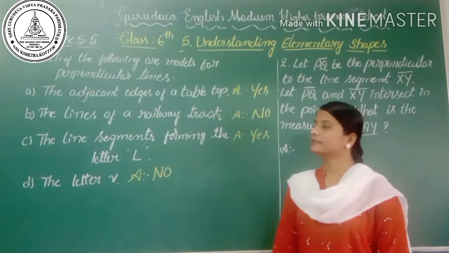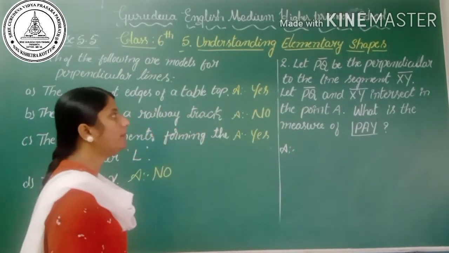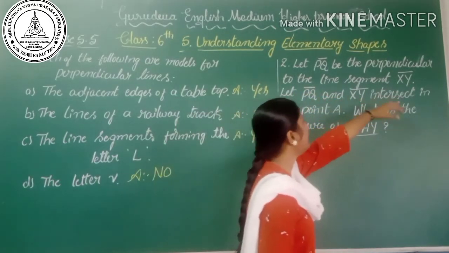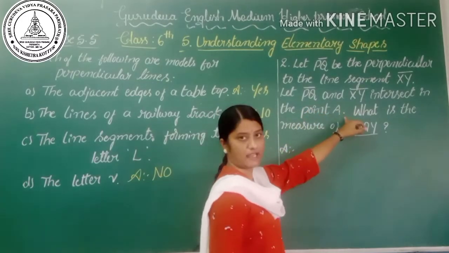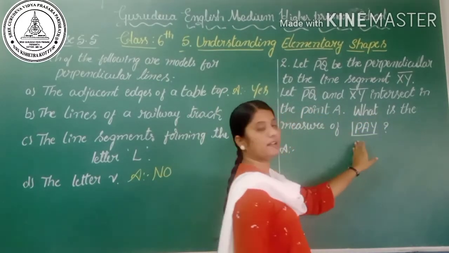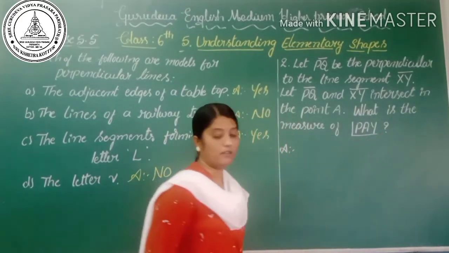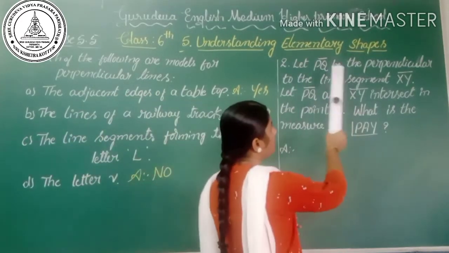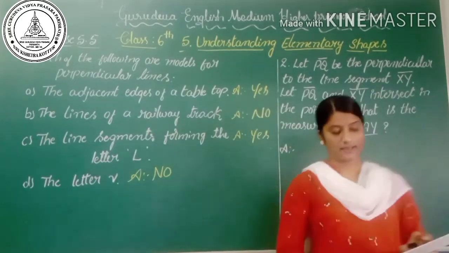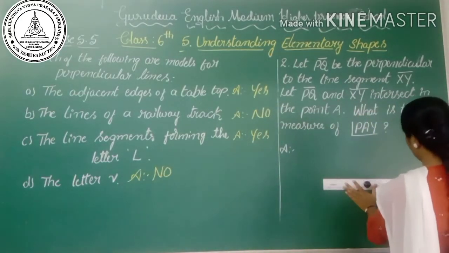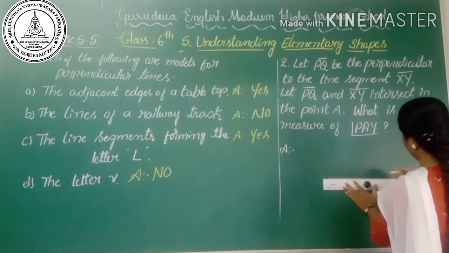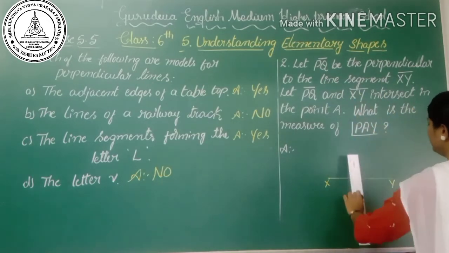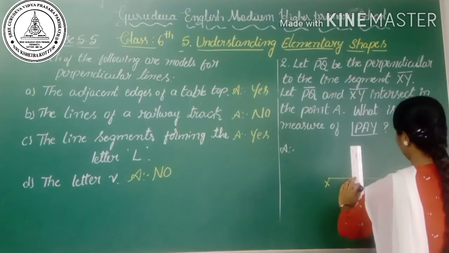Okay. The next, second question. Let PQ be perpendicular to the line segment XY. Let PQ and XY intersect at the point A. What is the measure of angle PAY? See here. First, let's draw the perpendicular lines. Let PQ be perpendicular to the line segment XY. Let's draw the line segment XY. It is the line segment XY. Then the line PQ.